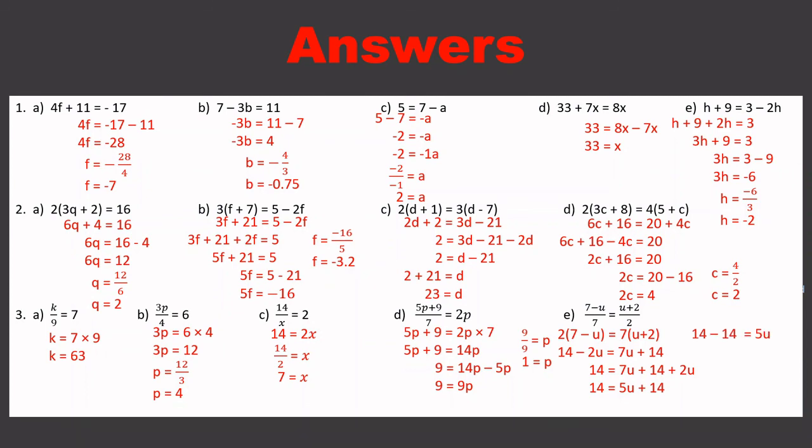14 minus 14 is 0. That's not a problem. 5 times u equals 0. What's u on its own? The opposite of multiplying by 5, divide by 5, and 0 divided by 5 is still 0.